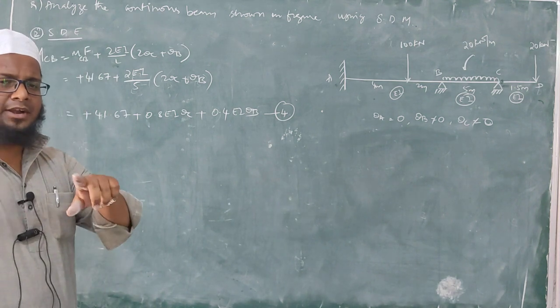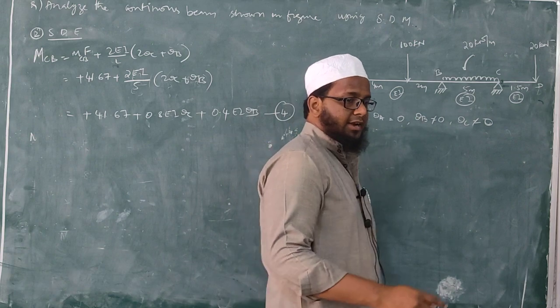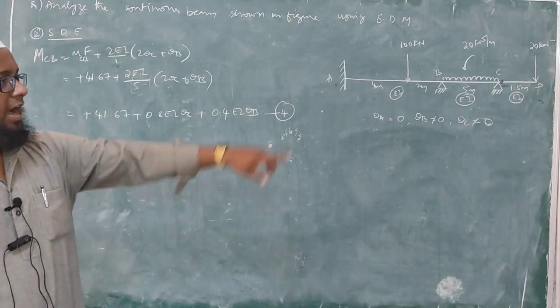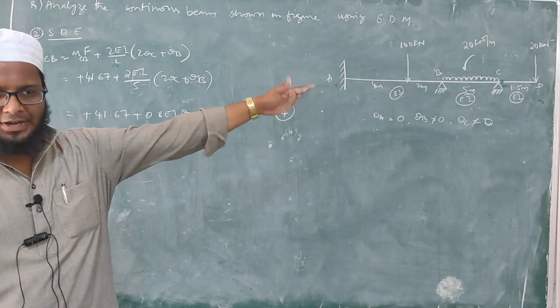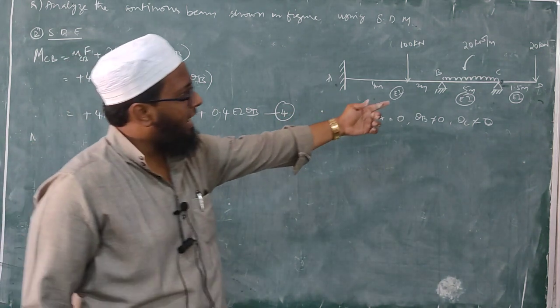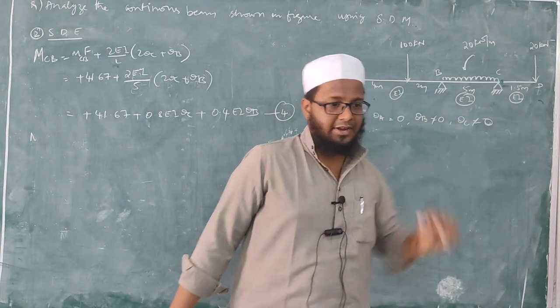So that is MCD or MDC? No, it is MCD. Make it a correction there. It is MCD. Okay? It is not MDC. Why? Because at the end point there is no moment. Moment will be 0 at free end, whereas moment will exist at this fixed end. So that is MCD. Make it a correction over there.